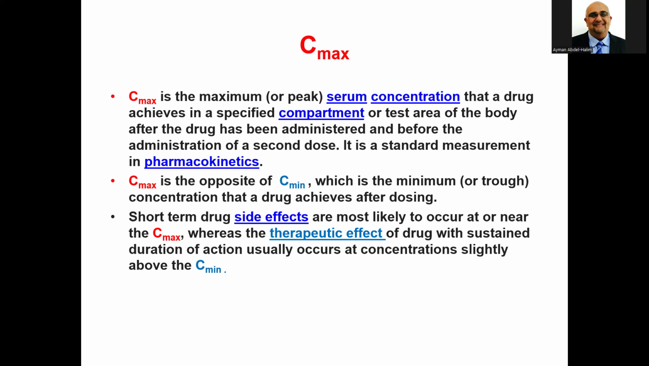Cmax is opposite to Cmin, okay, which is the minimum or the trough concentration of the drug achieved after dosing. Short-term drug side effects are most likely to occur because of reaching the Cmax or near the Cmax, whereas the therapeutic effect of the drug with sustained duration of action usually occurs at concentrations slightly above the Cmin.